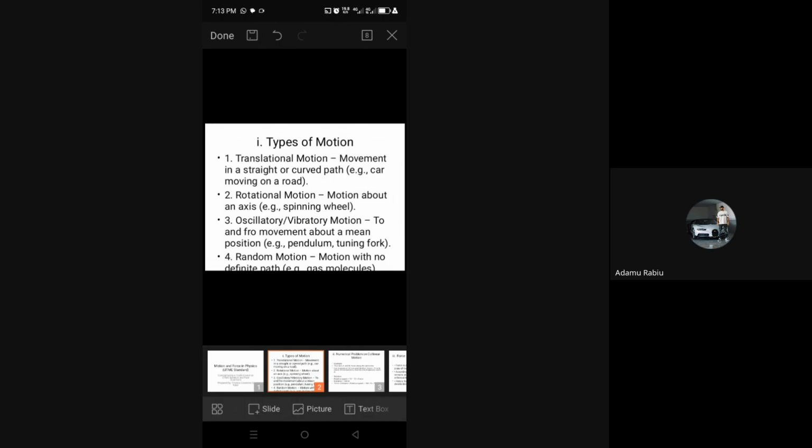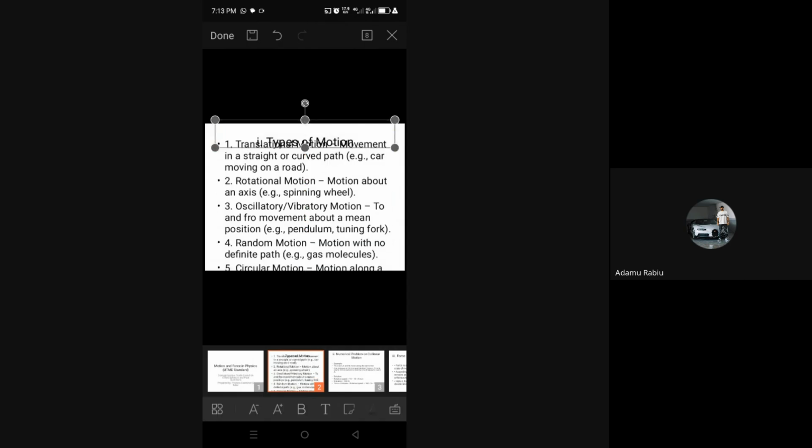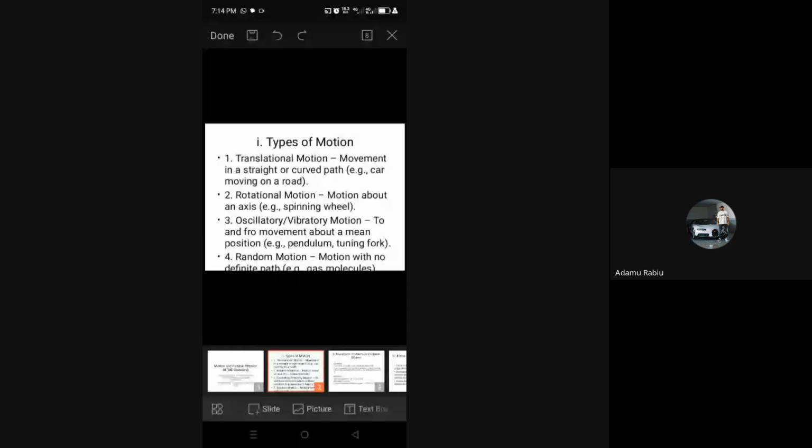An example is the simple harmonic motion, right? Simple harmonic motion. That is pendulum and tuning fork. Then random motion. Motion with no definite path. When you say something is random, you are not specific. Motion with no definite path. You can't say it's linear, you can't say it's straight line, you can't say it's curved, you can't say it's rotational. It's just indefinite.